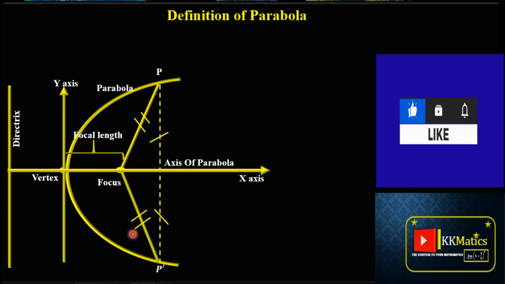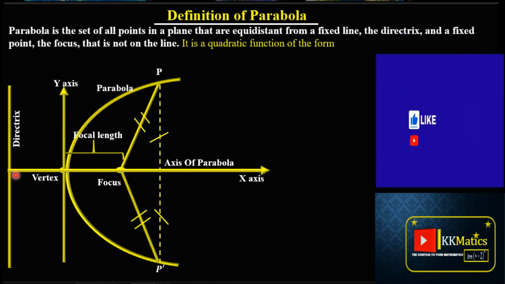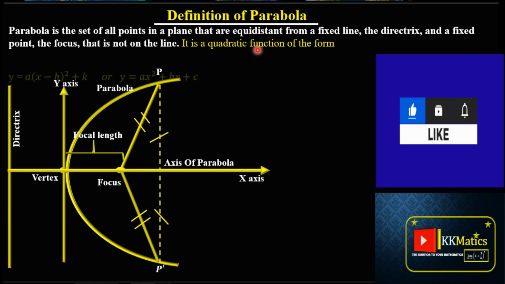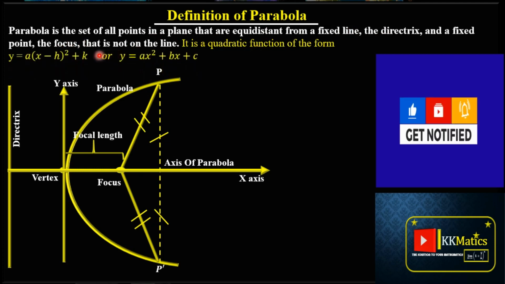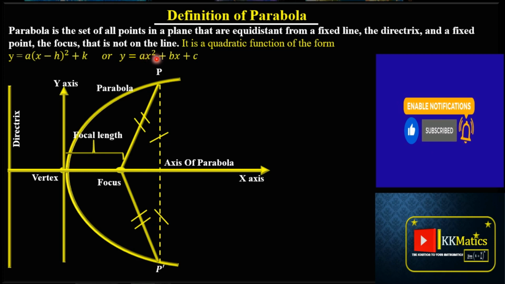Let's talk about the definition of parabola. A parabola is a set of all points in the plane that are equidistant from a fixed line, the directrix, and a fixed point, the focus, that is not on the line. It is a quadratic function of the form y equals a times the bracket of x minus h squared, plus k, or y equals ax squared plus bx plus c.